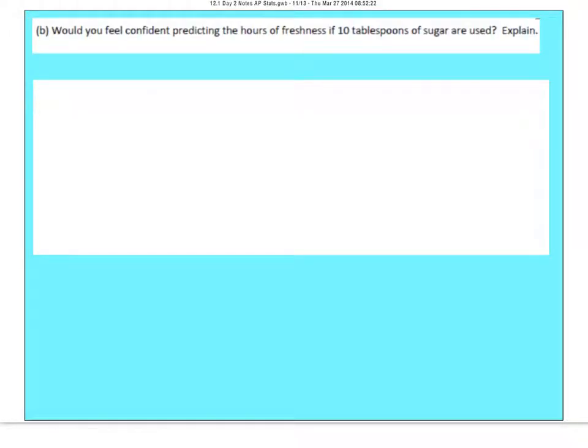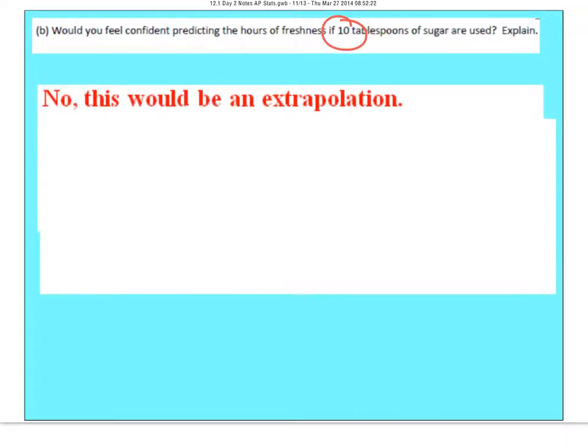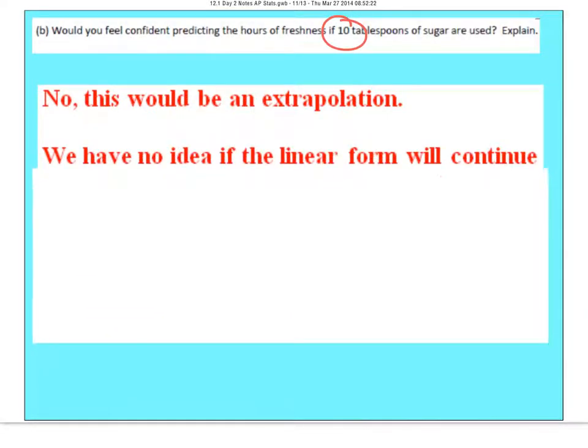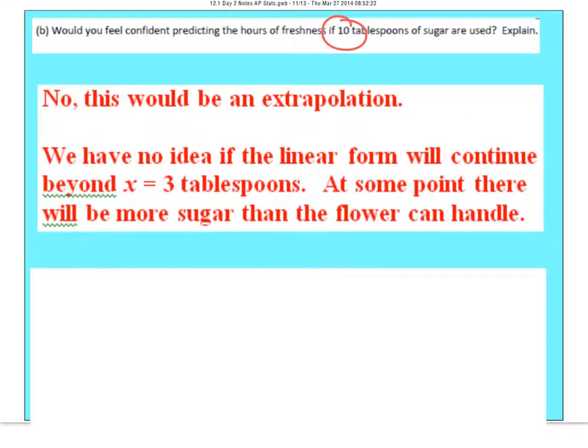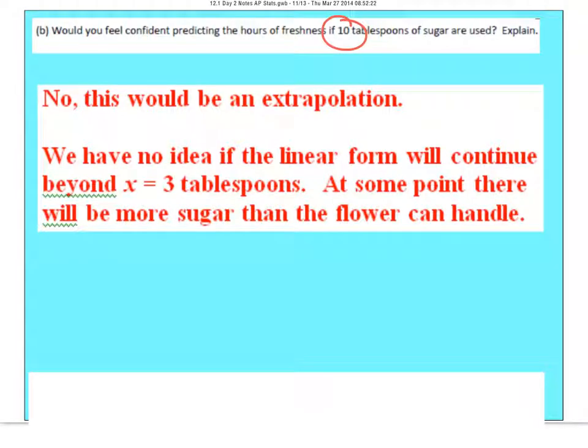Part B asks us, would you feel confident predicting the hours of freshness if 10 tablespoons of sugar are used? I really like this as a great review question, again from Chapter 3. Remember, in our experiment, we're using 0, 1, 2, and 3 tablespoons of sugar. So if we were to use 10 tablespoons of sugar, our response should be this: no, this would be extrapolation. We have no idea if the linear form will continue beyond x being 3 tablespoons. So at some point, there will be more sugar than the flour could actually handle.